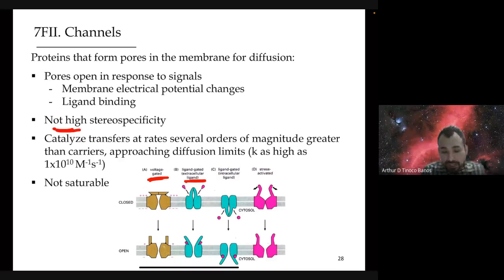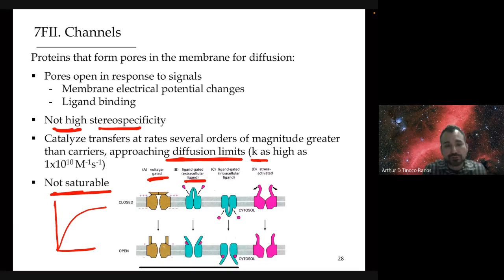One of the features of these channels is they do not have high stereospecificity, and they catalyze transfers at rates several orders of magnitude greater than carriers. They actually approach the diffusion limits. So we're talking about pretty high rates, so pretty high k values in terms of the movement of species. And they're not saturable, all right? So what does that mean, not saturable? Basically, in that plot that I was showing you before, you wouldn't necessarily get the saturation curve. And that's probably because there is no physical constraint in terms of movement of the solutes through.